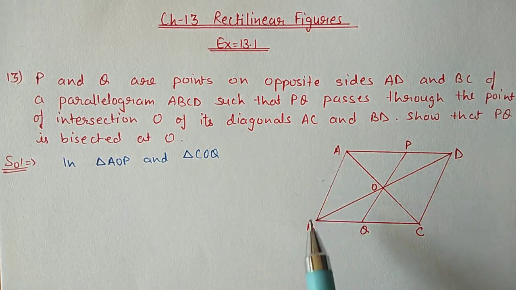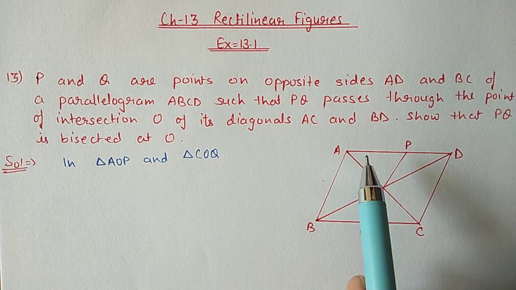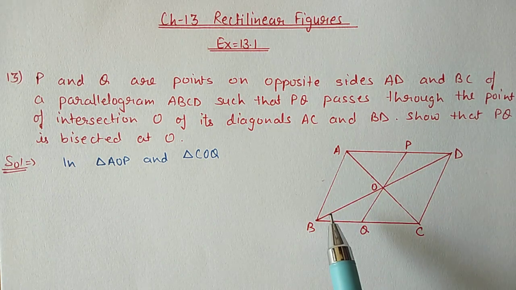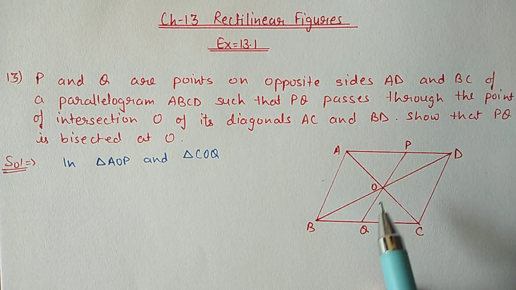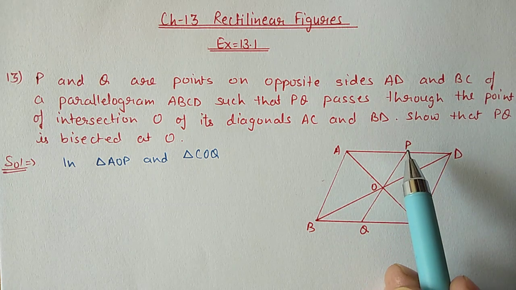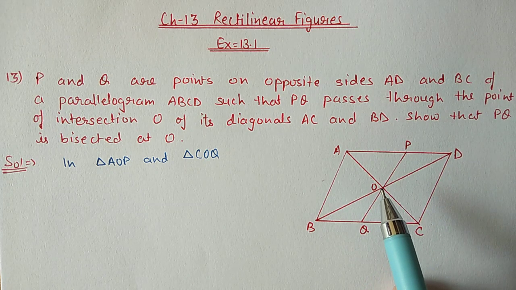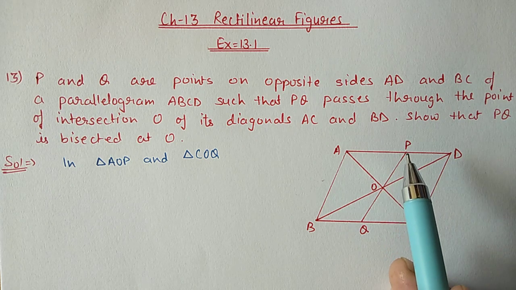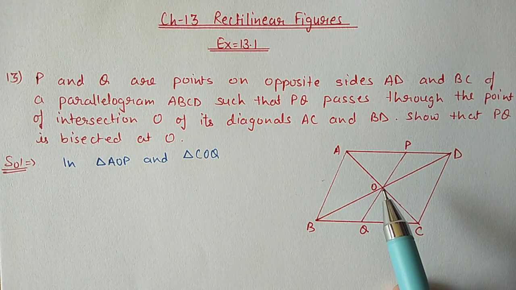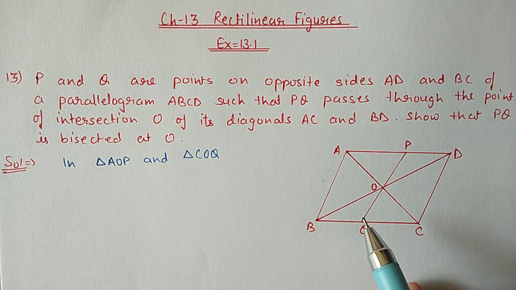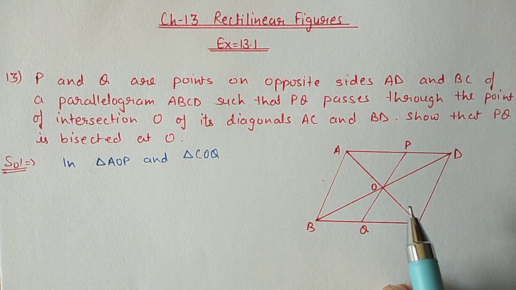So we have here parallelogram ABCD, AC and BD are its diagonals, and P and Q are two points such that if we join these two points it will pass through O. We have to show that PO is equal to OQ. It means PQ is bisected by O.